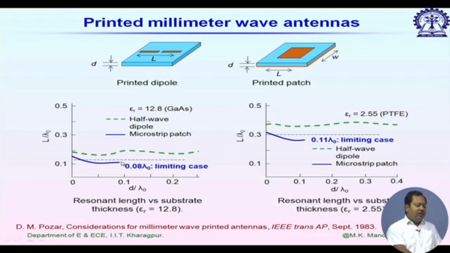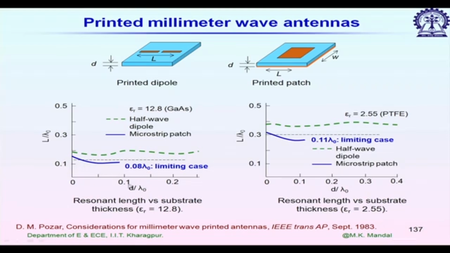Not only that, one more interesting thing we see, this curve for printed patch antenna stops at 0.08 lambda naught, that is the limiting case. After that, we can't identify any resonance behavior on patch antenna. Now, why is that? Because of the surface wave mode generation.